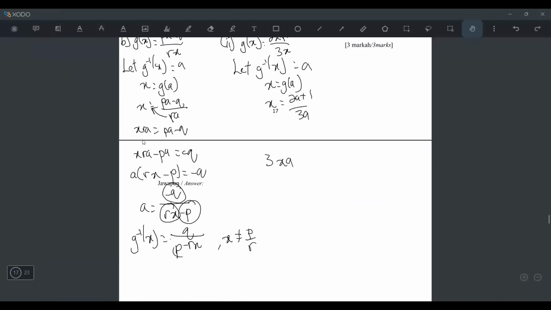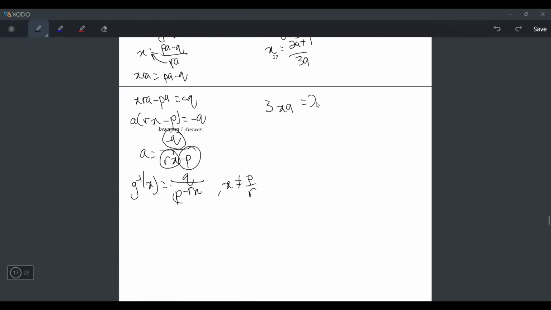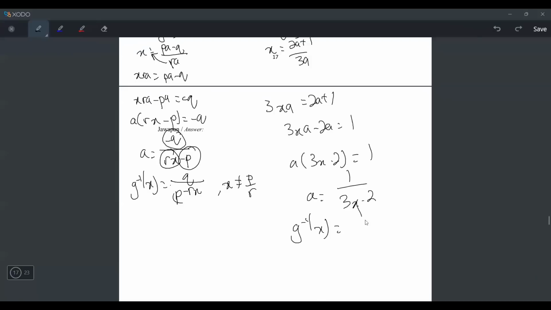3xa equals to 2a plus 1 again, 3xa minus 2a equals to 1 again, take out a, (3x minus 2) a equals to 1, a equals to 1 over (3x minus 2), g inverse x equals to 1 over (3x minus 2).